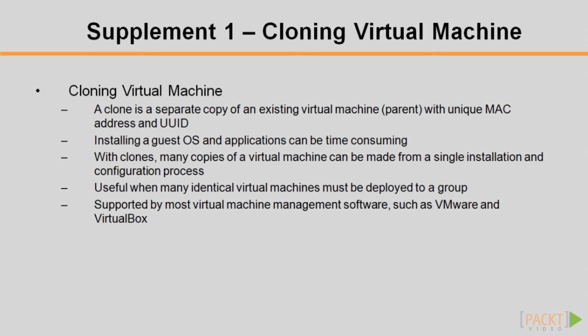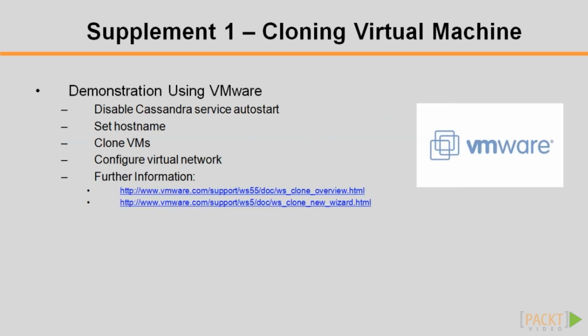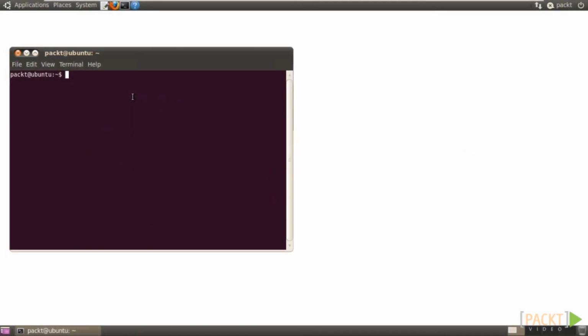It's supported by most virtual machine management software, and I'll use VMware Workstation for demonstration. In the following demonstration, I'll configure a seed Cassandra node before using it as the parent for cloning 2 more nodes. Then I'll also configure the virtual network to be used by the cluster. We're now in the seed node, in which a single node Cassandra has been set up and configured.